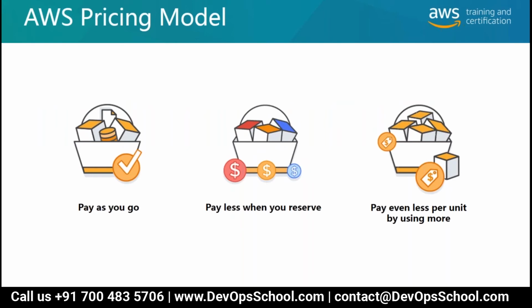So firstly, as AWS pricing model, let's talk about that. As a standard, you have pay-as-you-go model, pay-per-use model, where you have no minimum commitments and no long-term contracts required. You replace your upfront capital expense with a very low variable cost, and you only pay for what you use. Then there is one module where you can also reserve for something and you pay even less. So pay less when you reserve.